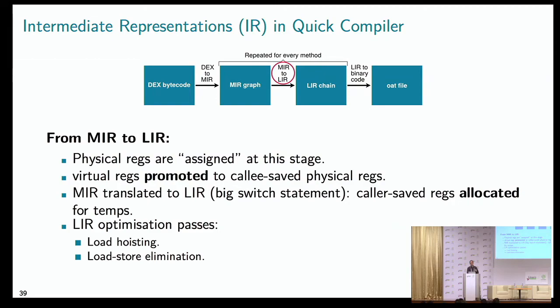into LIR. If you look at the code, it looks very much like a loop containing a big switch statement. For every MIR node, you would call a different function which translates that MIR node into a sequence of LIR nodes. And once you get the final LIR chain, you do some extra optimization passes like load hoisting and load store elimination.